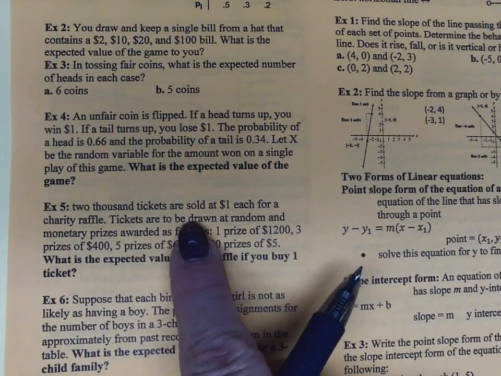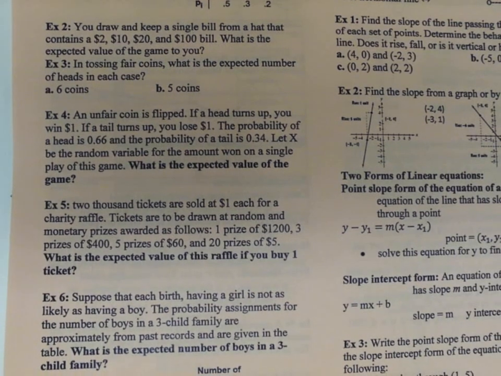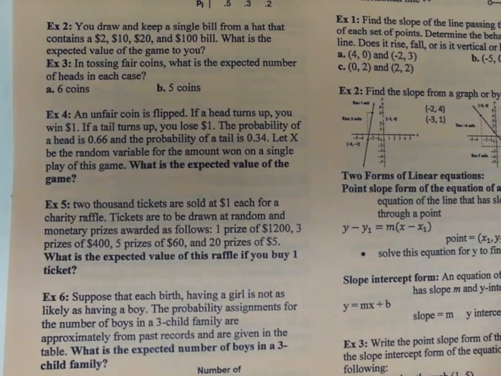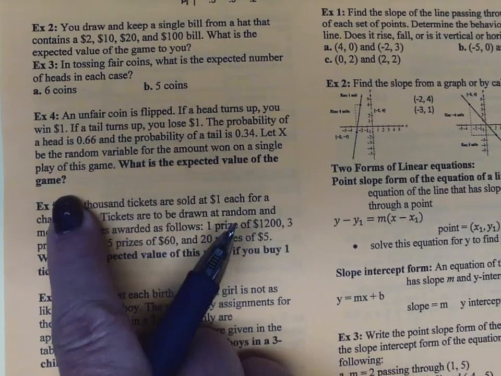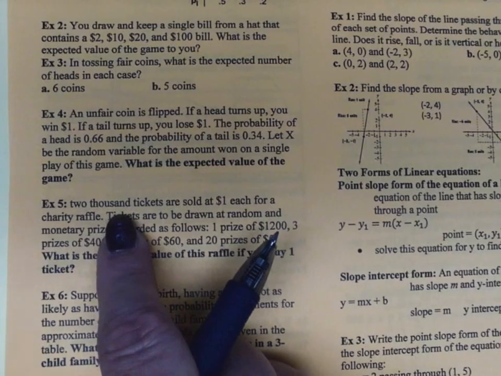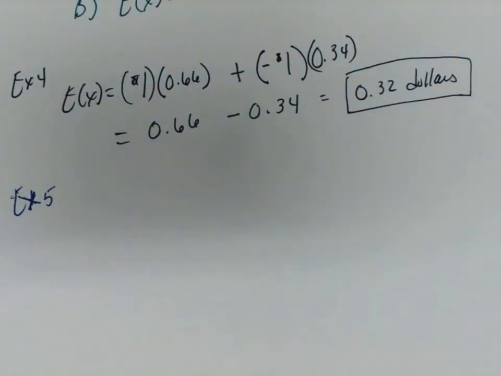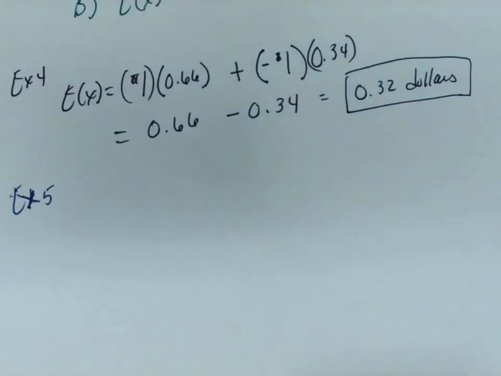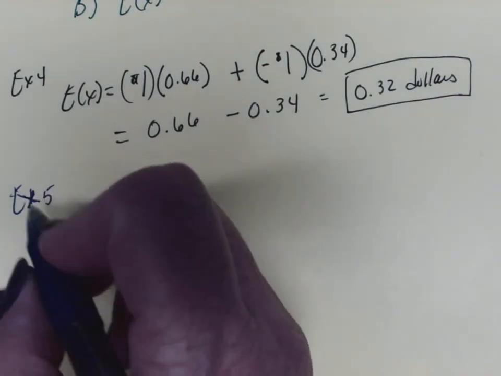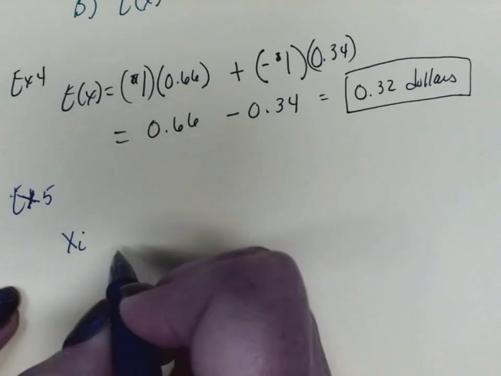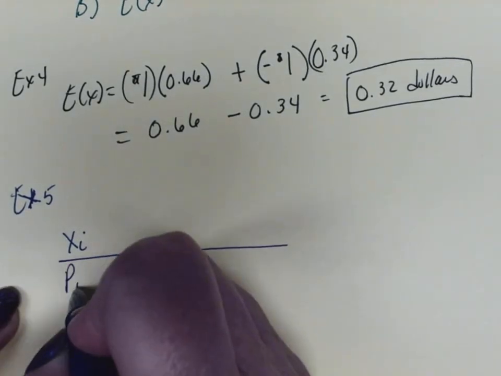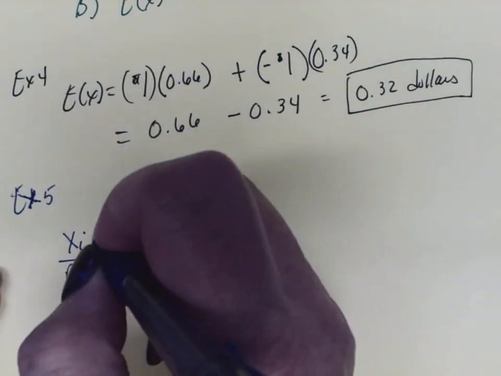And then you also have the ability to buy a ticket and not win anything. So that means you'd lose your $1. Now, here's our key: 2,000 tickets are being sold. So we're going to create a chart just like we had on example 1 so that we can see what's going on with this. We're going to have our X sub i and our P sub i, so our X and our probability.